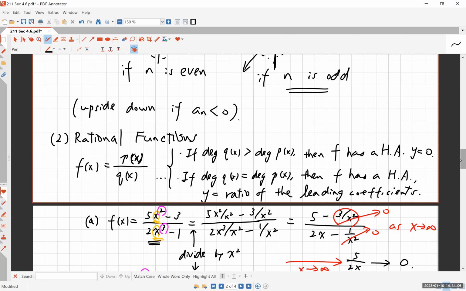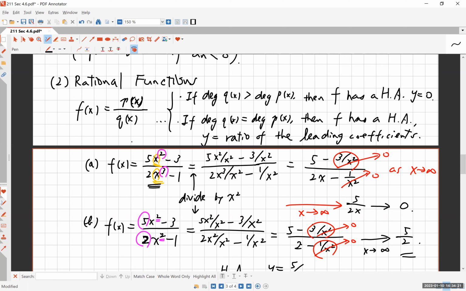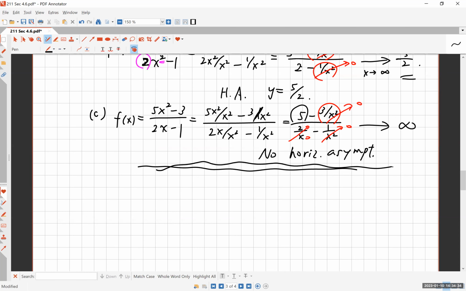Okay. So basically, what this says is if the denominator has a bigger degree, then the horizontal asymptote is going to be 0. If the degrees are the same, look at the ratio of the leading coefficients, and that's going to be your horizontal asymptote. Otherwise, there is no horizontal asymptote. Okay, but here's the question.